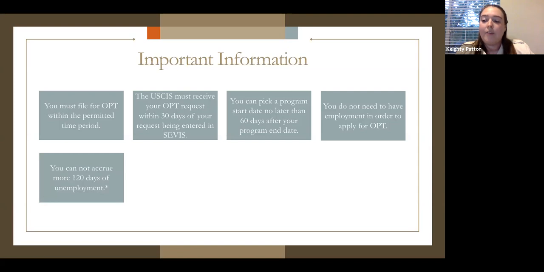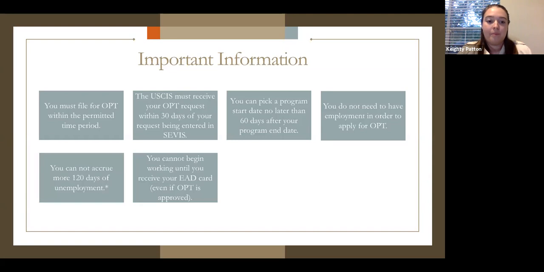So like I said, you don't have to have a job yet, but you can only not have a job 120 days after your OPT start date. So if you picked January 1st, you have 120 days from January 1st. So keep that in mind. And we will follow up with you if we see that you're accruing unemployment, or if you're having trouble finding a job, reach out to us, let us know, and we'll do what we can to help you.